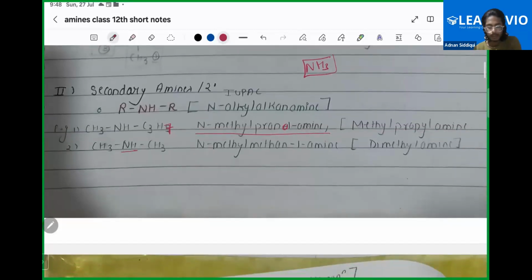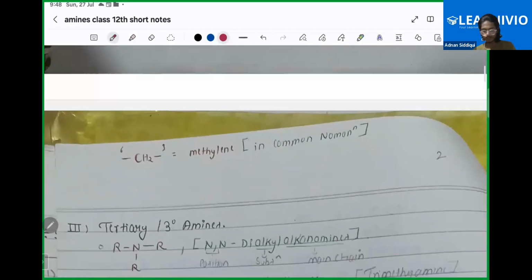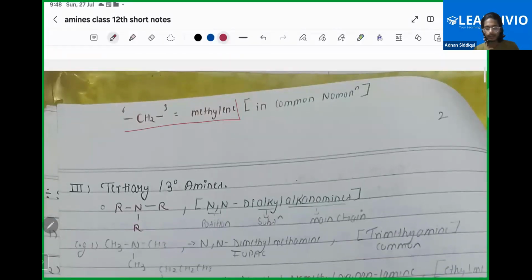What about the next one? Here, both the substituents are the same. So you can make either one of them your main chain and the other your side chain. So you will simply say N-methyl methane amine. Simple. Now, if you are seeing something like this in your compound, then you will call it methylene in common nomenclature. Not IUPAC, common.